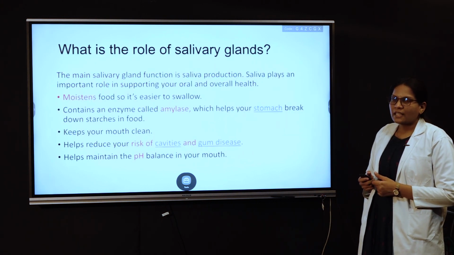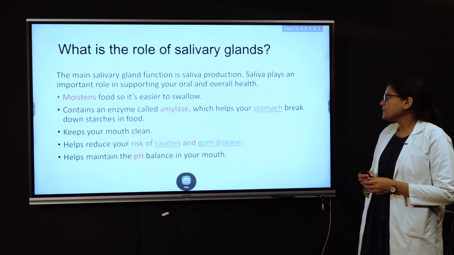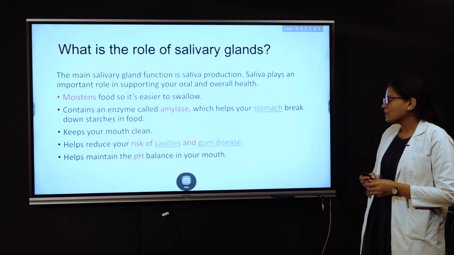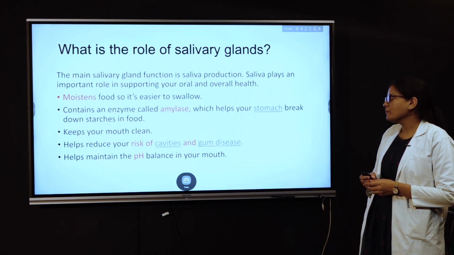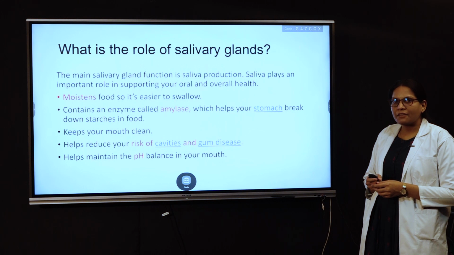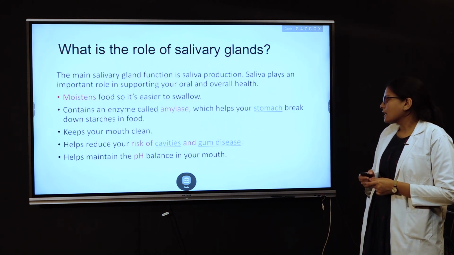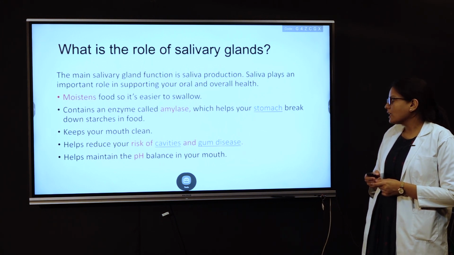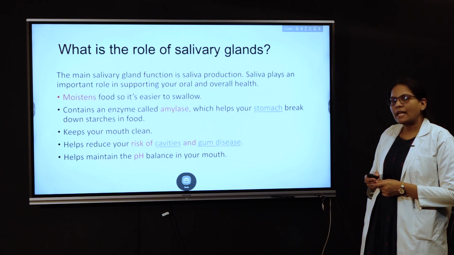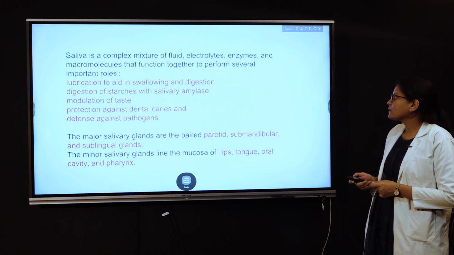So what is the role of salivary gland? The main function of the salivary gland is the production of saliva, which helps in supporting your oral and overall health. Saliva moistens the food and makes it easier for us to swallow, and it also contains an enzyme called salivary amylase, where the digestion first starts in the mouth itself. And it helps in lubrication of the mouth, thereby keeping the mouth clean, and also helps to reduce the risk of cavities and gum diseases. It also helps to maintain the pH balance in your mouth.